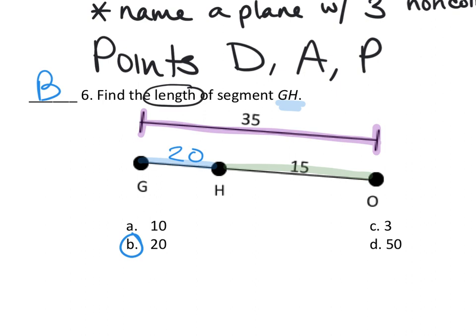Small plus small equals big. It works for segments. It works for angles. Small plus small equals big.